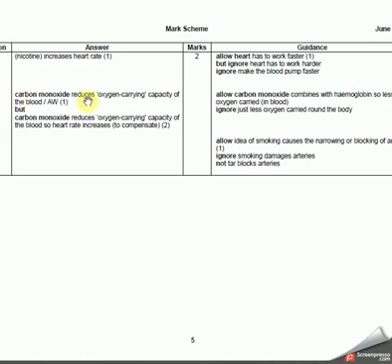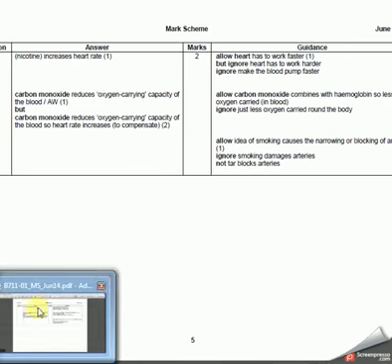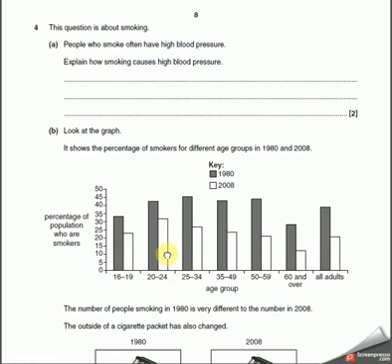Okay, so idea, carbon monoxide reduces the oxygen carrying capacity of the blood. So carbon monoxide stops the red blood cells from carrying oxygen. Carbon monoxide reduces carrying capacity of the blood, so heart rate increases to compensate. Yeah, so when you smoke, your blood pressure goes up because your heart has to beat quicker because it can't carry as much oxygen.